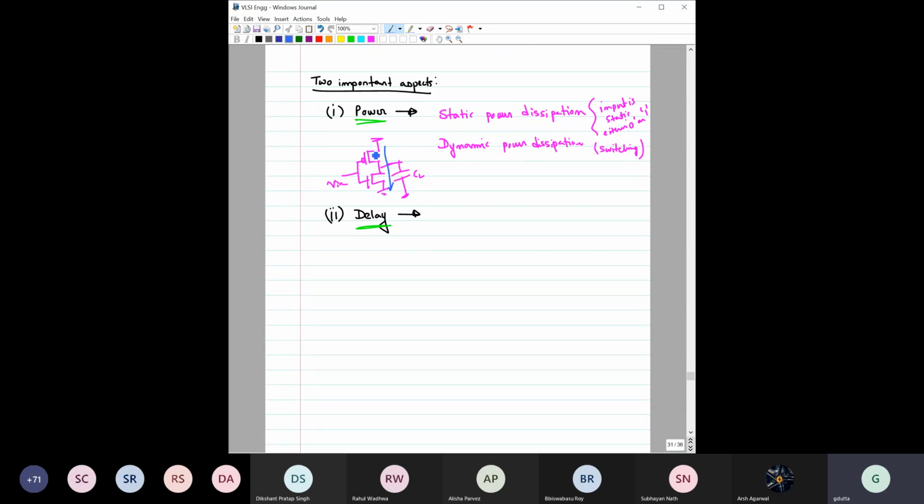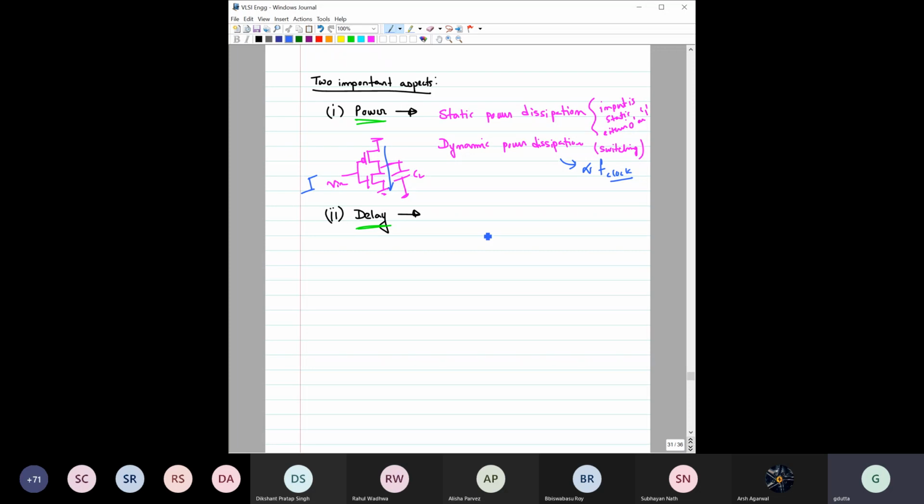So dynamic is primarily the charging and discharging of this capacitor, because when you are charging this capacitor, some power is also consumed. This dynamic power dissipation is proportional to the clock frequency. The clock frequency means how frequently the input is switching. The more the switching, the more the dynamic power dissipation.